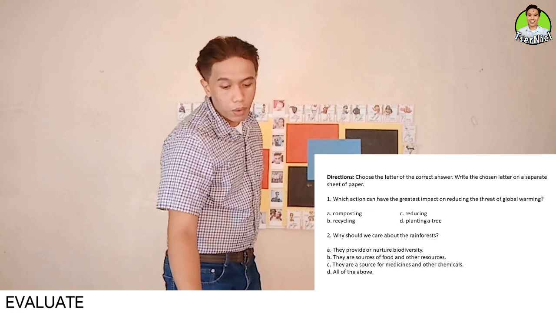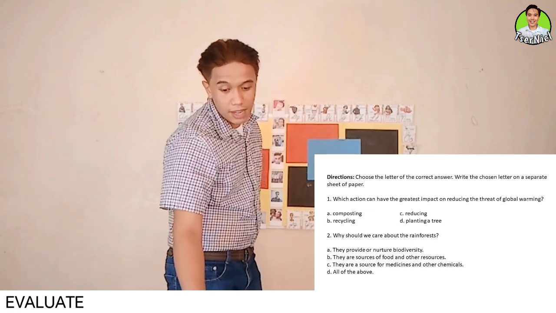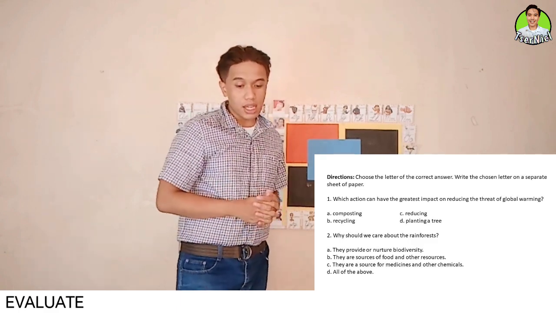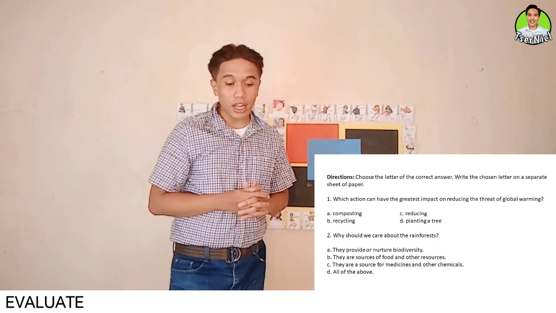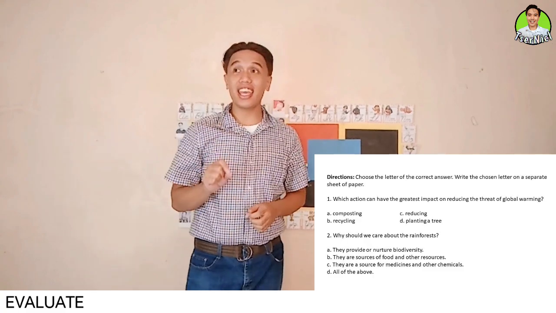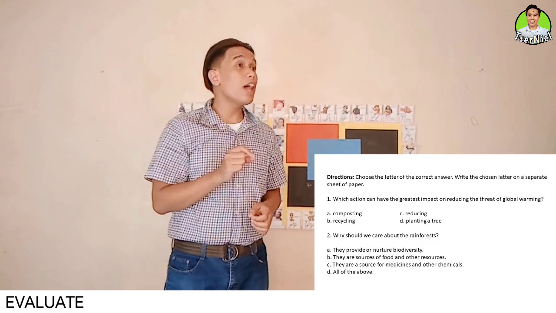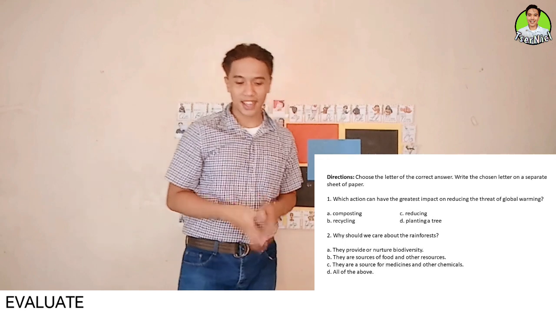Okay, number 1, which action can have the greatest impact on reducing the threat of global warming? A, composting, B, recycling, C, reducing, or D, planting a tree? What do you think is the correct answer? It is letter D, planting a tree, because the tree will help lessen the greenhouse gases in our environment.